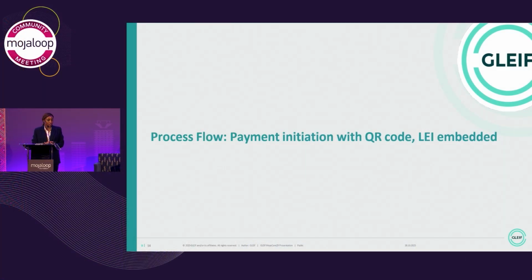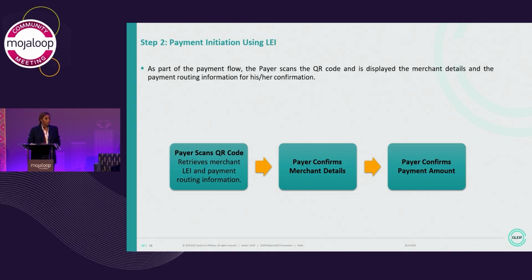So as I said, we're going to the flow where the payment is initiated with the LEI embedded in the QR code. So as part of the payment flow, this payer will scan the QR code and the merchant details will be displayed and the payment confirmation would go through. So the payer scans the QR code, retrieves the LEI and the payment routing information, and then the payer confirms the merchant details and the payer confirms their payment amount, and then the payment goes through. And Sushita is going to take us through the flow of the actual payment with the LEI embedded in the QR code.